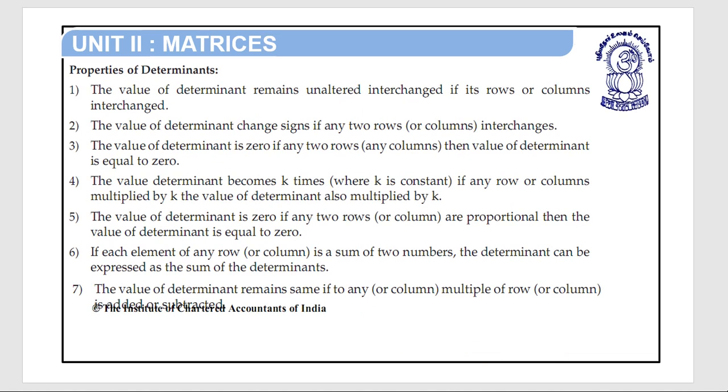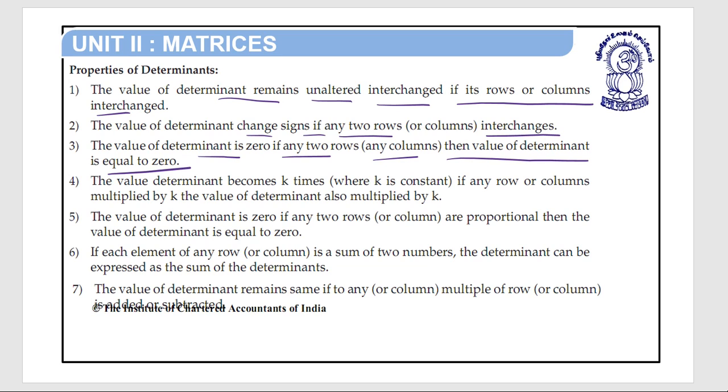Next, properties of determinants. The value of a determinant remains unaltered if its rows and columns are interchanged. The value of a determinant changes sign if any two rows or columns are interchanged. The value of a determinant is 0 if any two rows or any two columns are identical. If any row or column is multiplied by k, where k is a constant, the value of the determinant is also multiplied by k. The value of a determinant is 0 if any two rows or columns are proportional.